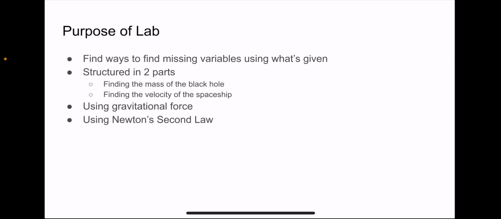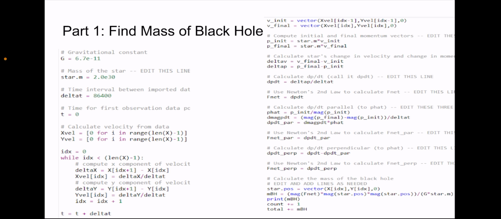Hello, everyone. This is Lab 3 called Black Hole. The purpose of the lab is to find ways to find missing variables using what's given. And this lab is structured in two parts: finding the mass of the black hole and finding the velocity of the spaceship. We're going to be using gravitational force as well as Newton's second law.